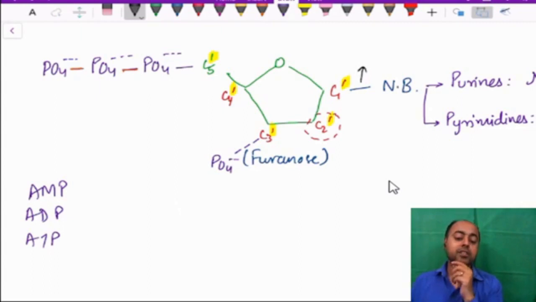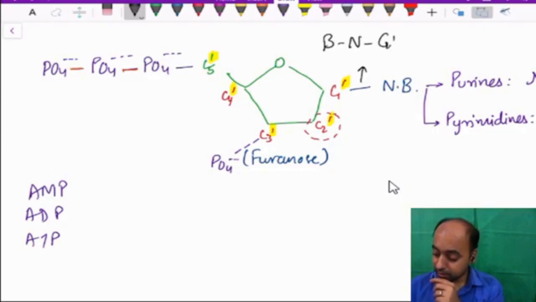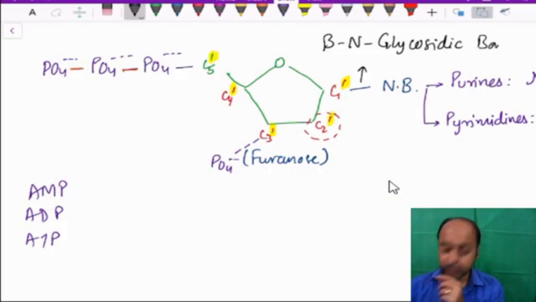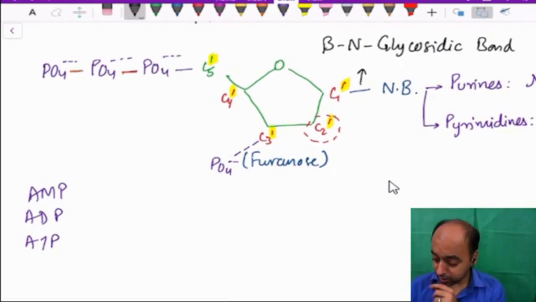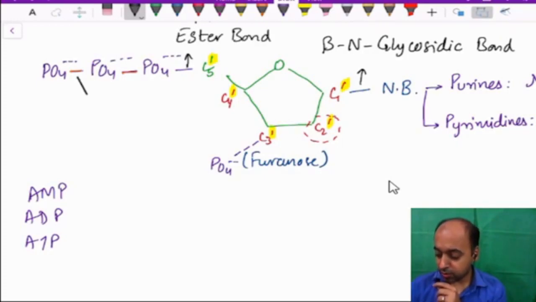The bond between the nitrogenous base and carbon 1 dash is the beta N glycosidic bond. The bond between the sugar and the first phosphate is an ester bond, whereas the bond between the different phosphates is the acid anhydride bond.